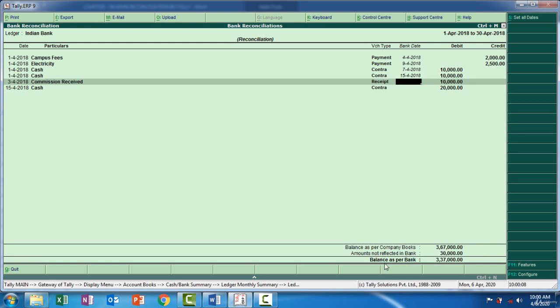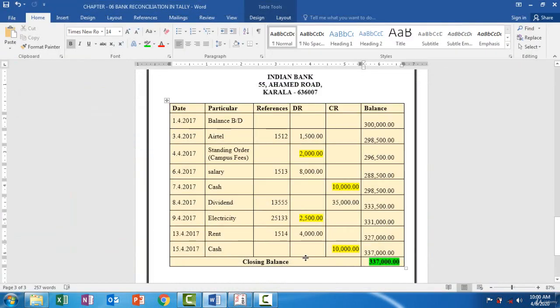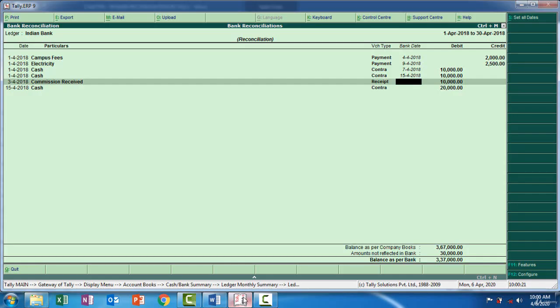So now the bank balance as per the bank is 337,000 as well. In the bank statement also 337,000. That's the reconciliation. I hope that you understand very well.